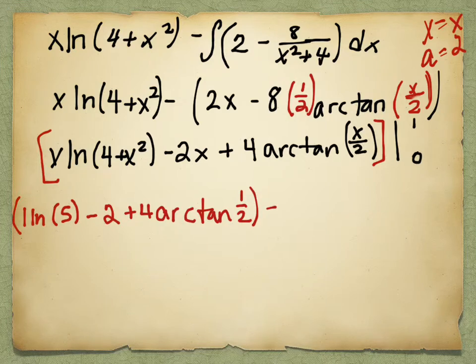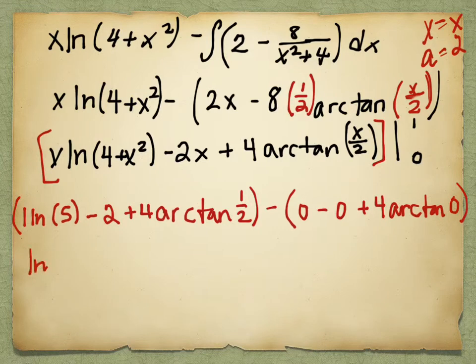Now, the first piece is 0 because I have 0 times natural log whatever, so that one's 0. The second piece is also 0 because it's 2 times 0. So the part that I do need to be cautious for is the 4 arctangent of, well, 0, right? Because it's 0 over 2. Okay, so this is natural log of 5 minus 2. And 4 arctangent of 1/2.